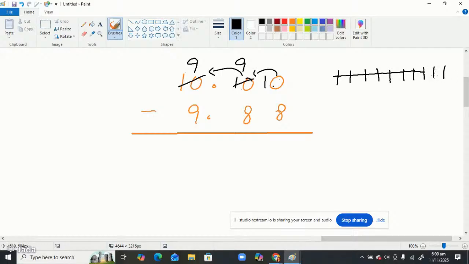These are 8. And how many left? Only 2 left. So just putting the 2 lines, just putting here 2. Now 9 out of 8.